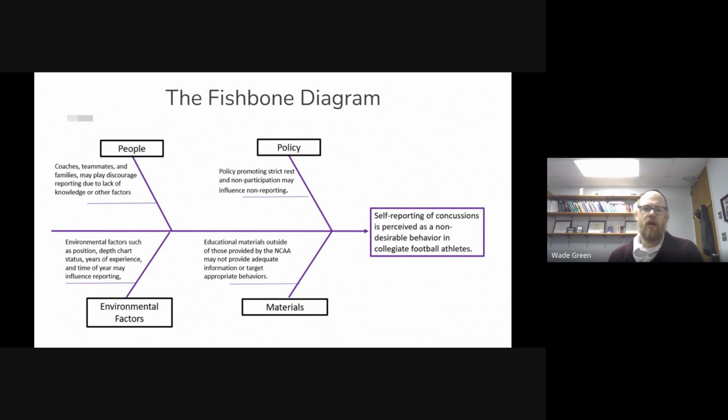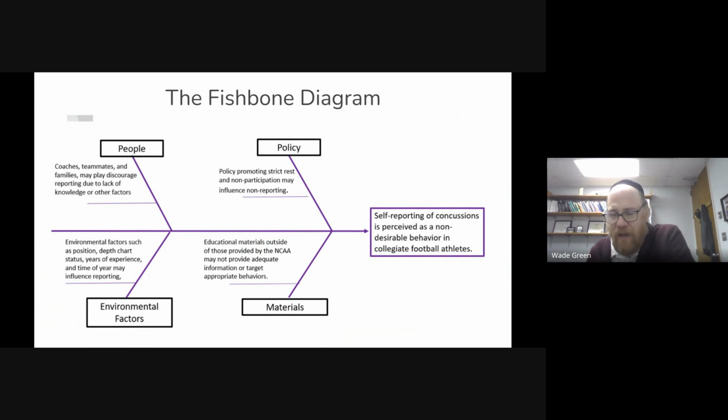Environmental factors, right? So this is other things like position, depth chart status, years of experience, and or time of year. This is huge. Someone may be more apt to report a concussion in preseason and or early season, as opposed to NCAAs and or playoffs. So we do find, particularly if that person has a significant role on the team or is a large contributor to the team's success, they may not want to report that injury for fear of not being able to play in a certain game.